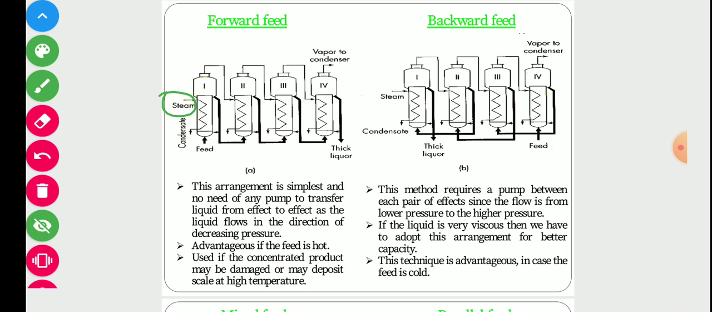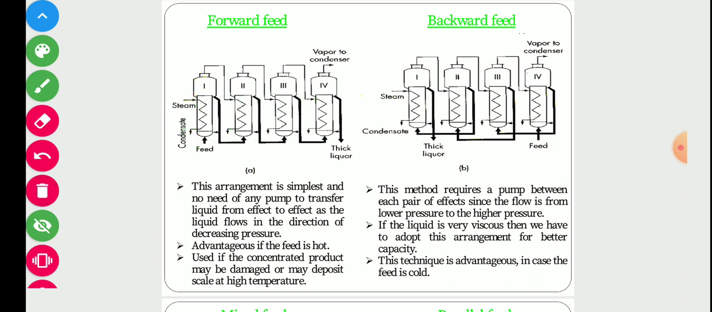So if we talk about the heating medium, we are injecting steam into the first unit, and the condensate is taken out from here. Now the vapor generated from the first unit is fed as heating source in the second unit, and we get condensate at the bottom. Again, vapor generated in the second unit is used as heating source of the third unit, and we get condensate. Similarly, vapor generated in the third unit is used as heating source in the fourth unit, and we get condensate. So there is a forward movement of the heating fluid.